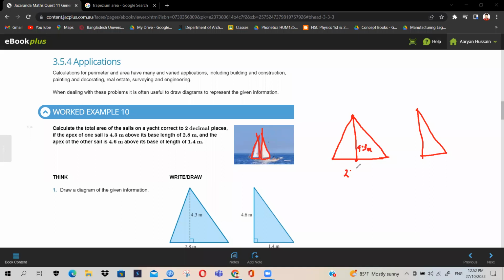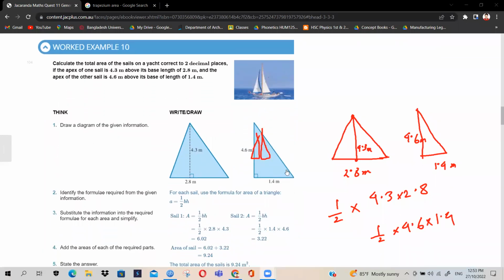This is 2.8 meters. This is 1.4, and in the second case, 4.6 meters. Now, what do we have to calculate? The total area of the sails on a yacht. So that would be half times 4.3 times 2.8 in one case, and in another case, half times 4.6 times 1.4. So half times 2.8 times 4.3 and half times 1.4 times 4.6.